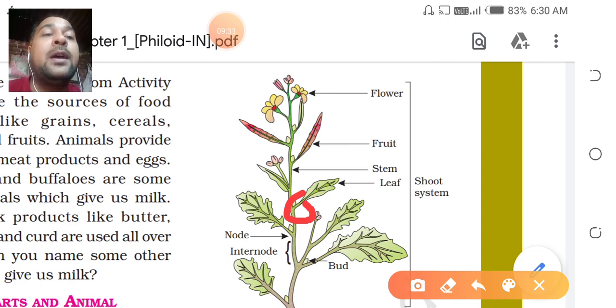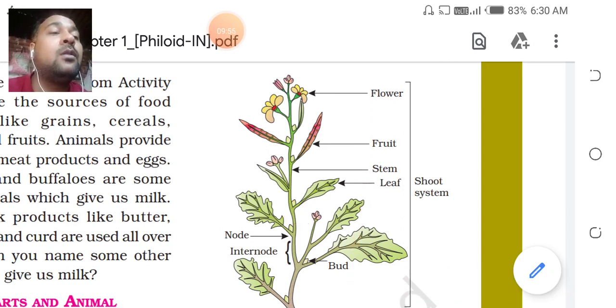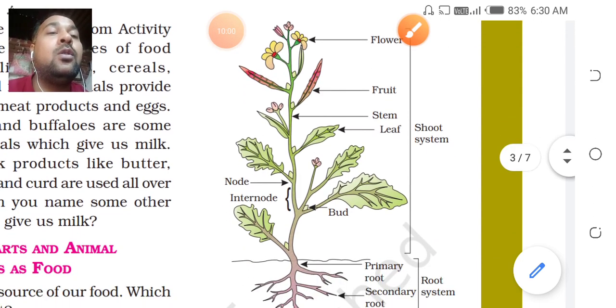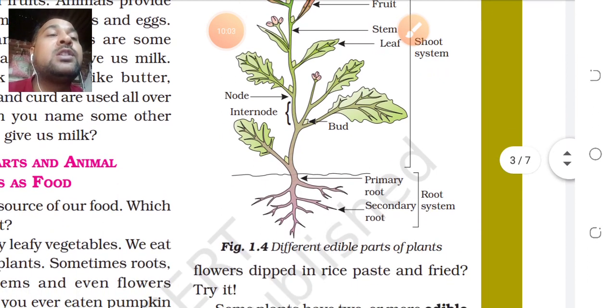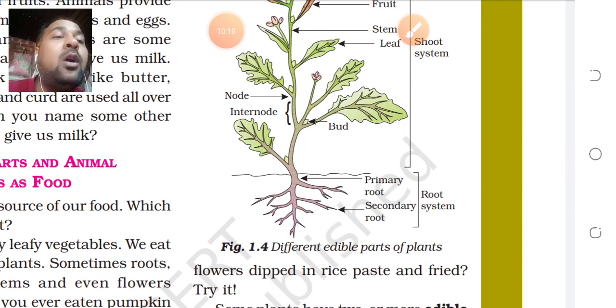Bud, what is bud? Bud means before making flower you will see a small bud. You understand like that, it is a small form of flower, that is called bud. So all are coming in shoot system, and root system, what will come? Primary root and secondary root. Primary root, that is the main root, and small roots you are seeing, that is called secondary roots.